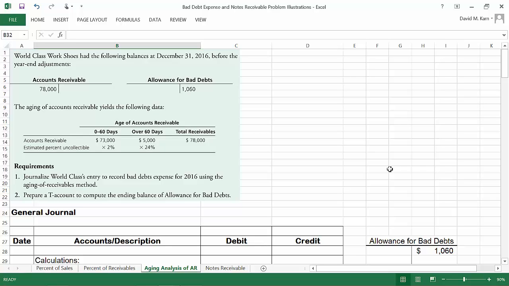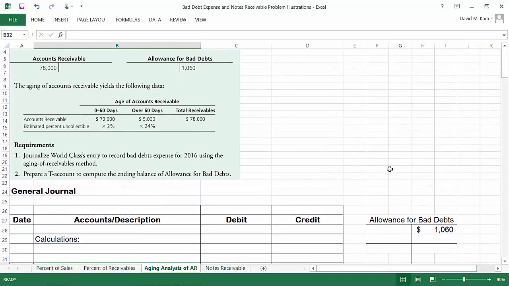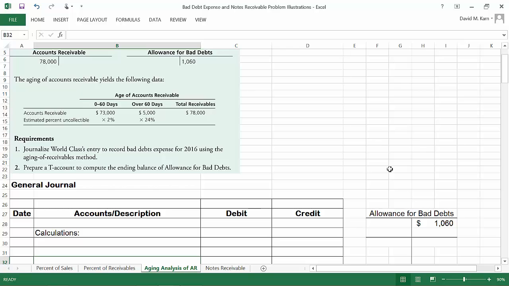It says World-Class Work Shoes had the following balances at December 31st of 2016 before year-end adjustments. Our current accounts receivable balance is $78,000, and our allowance for bad debt is a credit balance of $1,060. Then what they're going to give you is a breakdown of the aging of accounts receivable. That's going to categorize the current state of accounts receivable according to different groups of time.